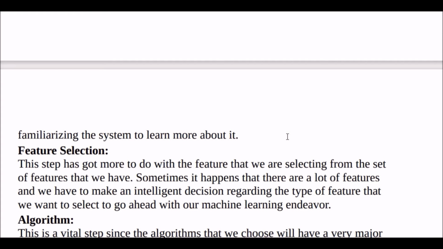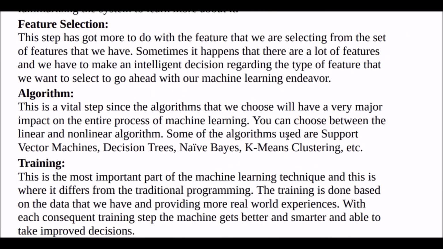Okay, next one, algorithm. This is a vital step since the algorithm that we choose will have a very major impact on the entire process of machine learning. You can choose between linear and non-linear algorithms. Some of the algorithms used are support vector machines, decision trees, naive Bayes, k-means clustering, etc. Next one, that is training.